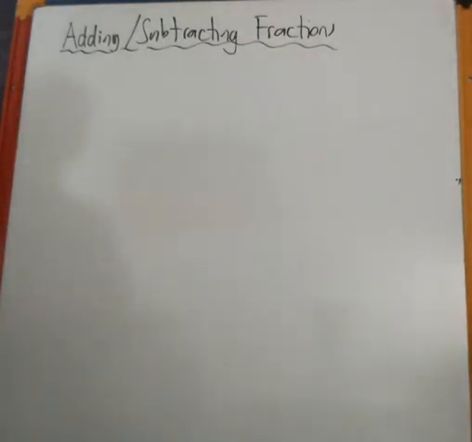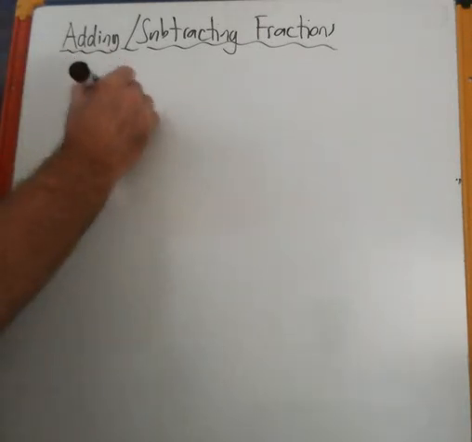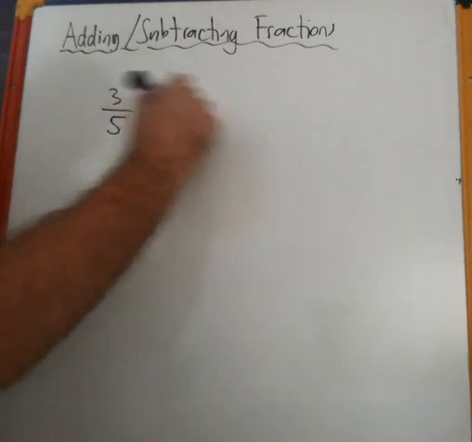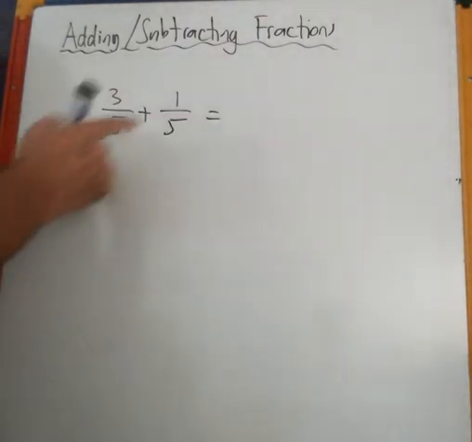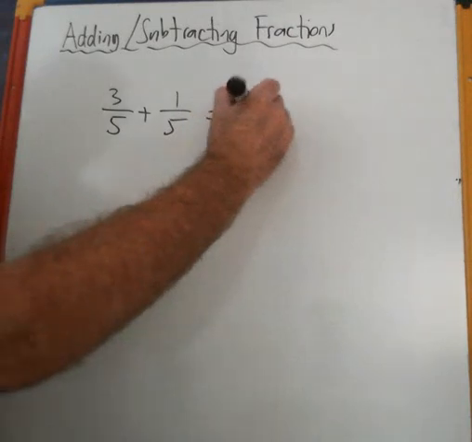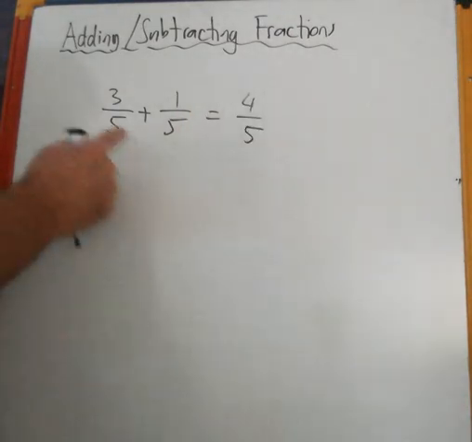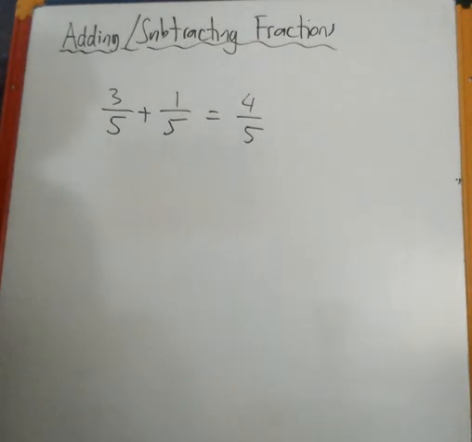So in this video we're going to look at adding and subtracting fractions. We'll start off with more straightforward ones and then move on to more complicated ones. The most important thing when you're adding or subtracting a fraction is that the bottom number of the fraction, the denominator, has to be the same in each fraction. So for example, 3/5 plus 1/5 is going to give us 4/5. Notice we don't add the bottom number, the denominator, only the top number, the numerator.